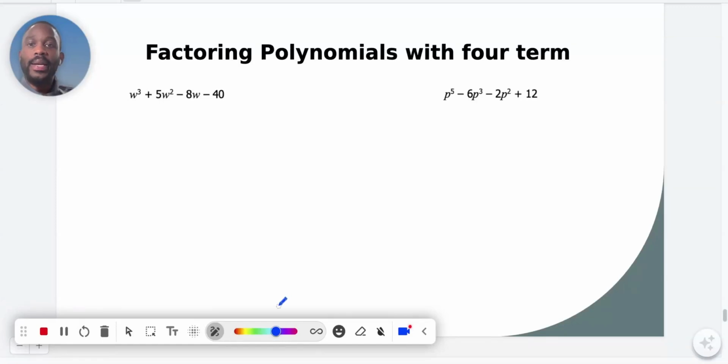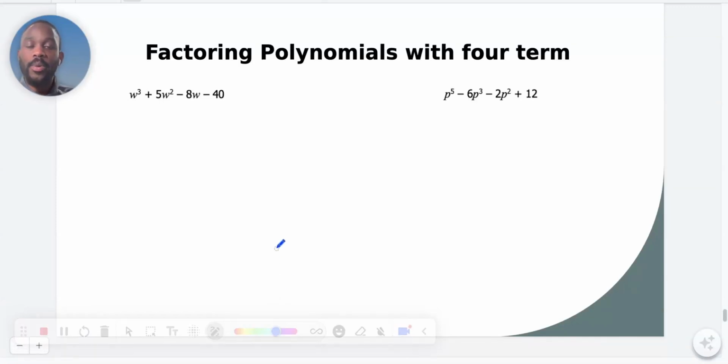We're going to be learning how to factor polynomials with 4 terms. So this is the first term, second term, third term, fourth term. Every time they give you a polynomial with 4 terms to factor, the first thing is look at the coefficients. Do they have any common factors? And in this case, they do not.